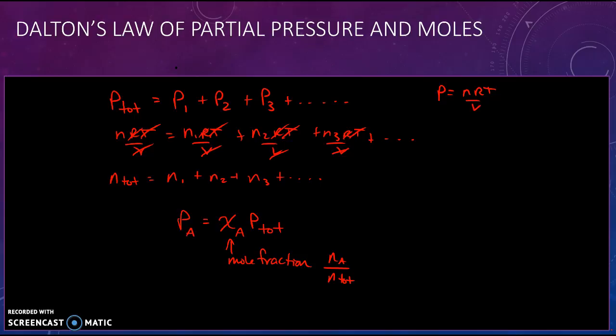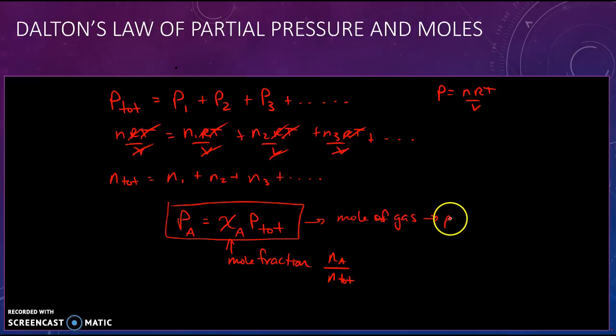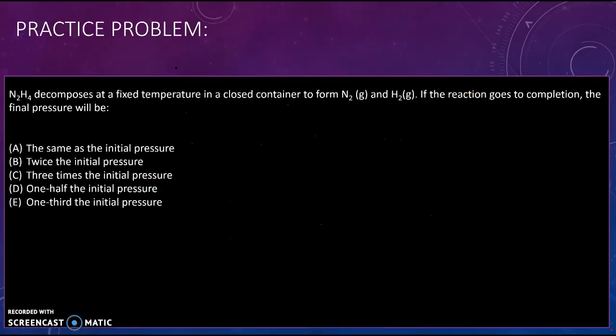So this is an important relationship. It's an important conceptual relationship that the moles of gas correlates directly with the partial pressure of the gas. And so if a gas has a higher partial pressure, it's going to have a higher number of moles of gas as well. So I want you guys to look at this problem right here. N2H4 decomposes at fixed temperature in a closed container to form those two gases. If the reaction goes to completion, what will the final pressure be compared to the initial pressure?